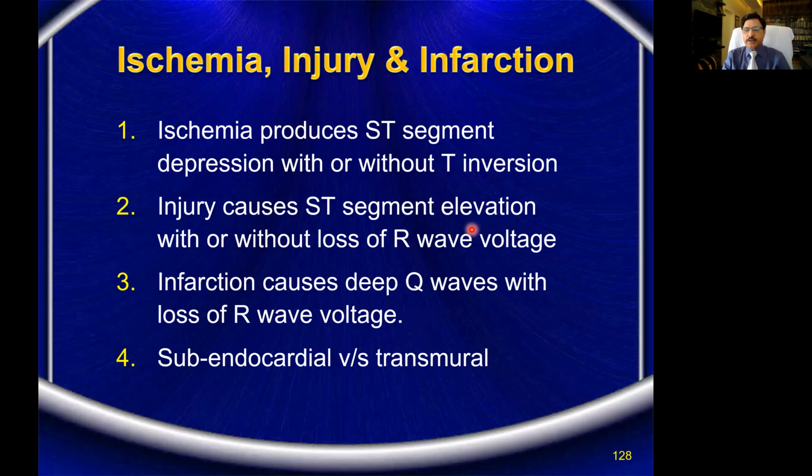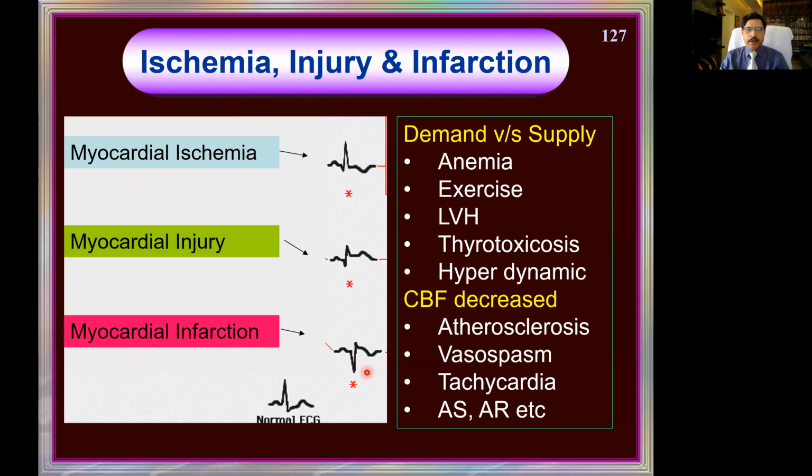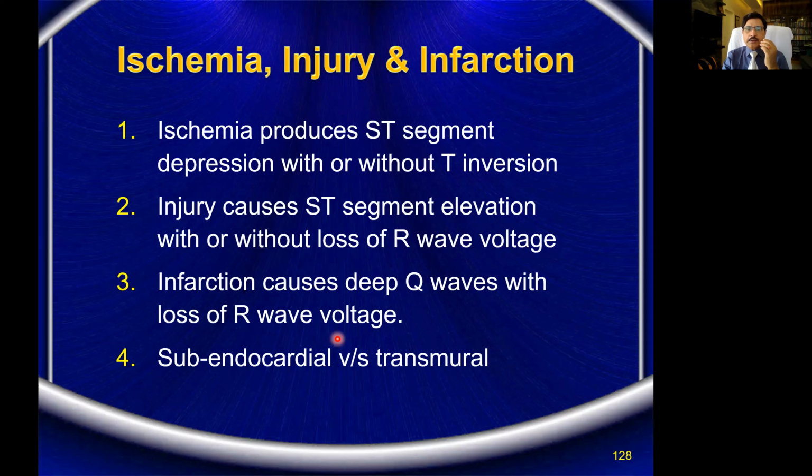That is another important thing. As you can see in the previous slide, the R wave is almost absent, going directly to the QS complex. So when there is an infarction, the R wave, that is the myocardial electricity towards the lead, is reduced. Reduced amplitude of the R wave is again a sign of infarction. Then we need to know what is subendocardial and what is transmural.